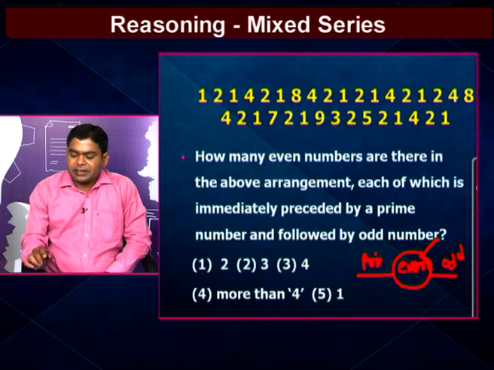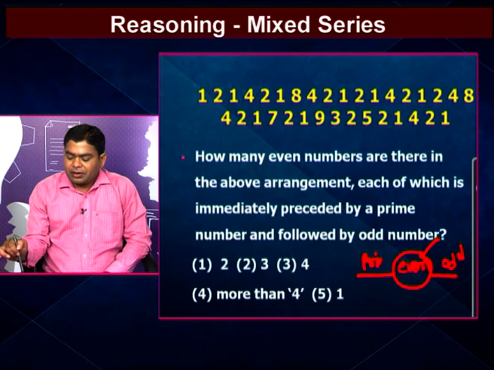Next we go to the next even number. That one is 8. It is preceded by 1. 1 is not a prime number. That means 8 is also not satisfied. After that we go to the next even number. That one is 4. It must be preceded by a prime number according to our condition, but it is not preceded by a prime number. Next we go to the next even number. That one is 2. It is not preceded by a prime number. That means we do not count that 2.